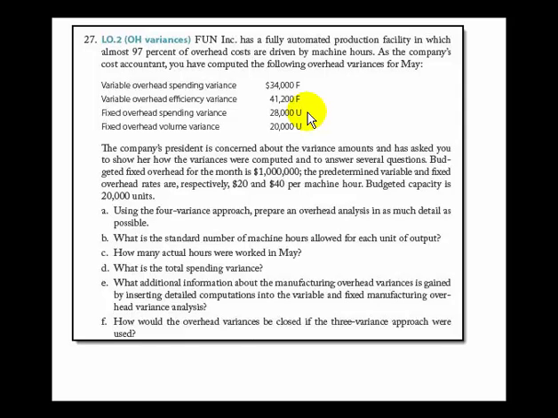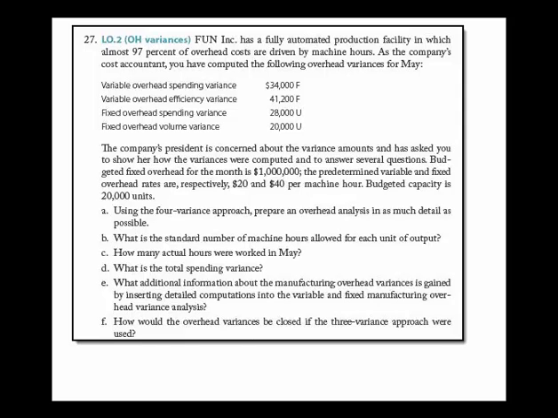We're unfavorable on the fixed overhead amounts, though. We're unfavorable $28,000 for spending and $20,000 unfavorable for fixed overhead volume. Okay, now the company's president is concerned about the variance amounts, and he's asked you to show how the variances were computed and to answer several questions.